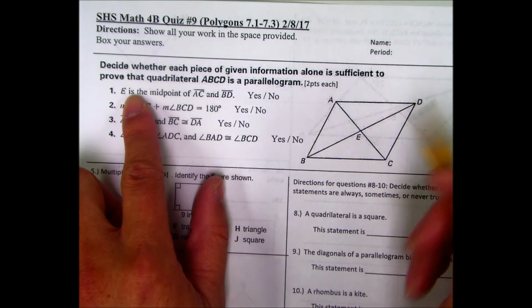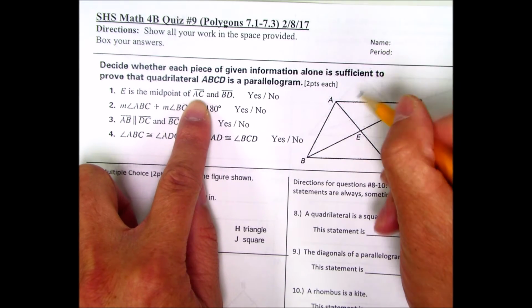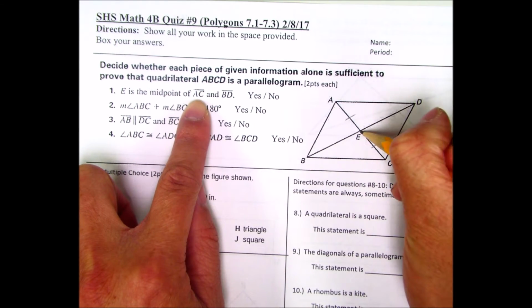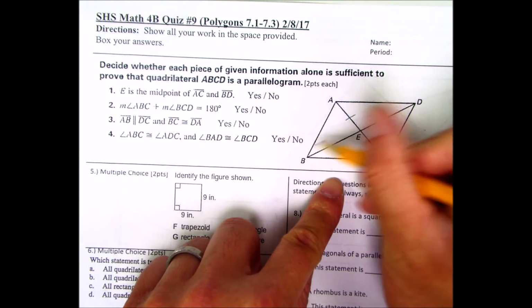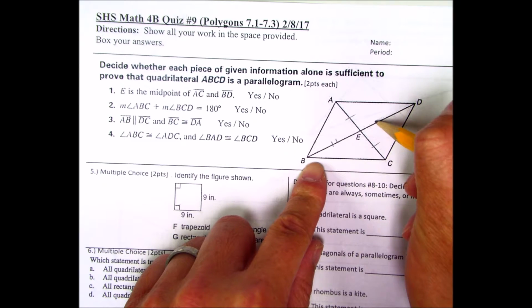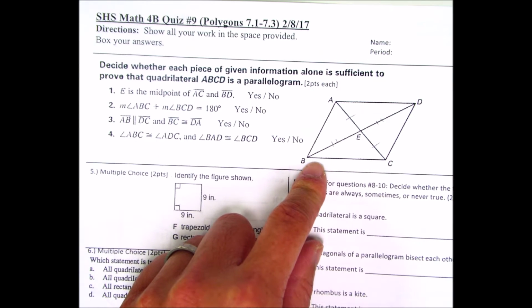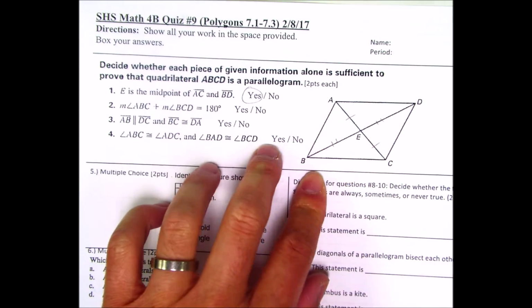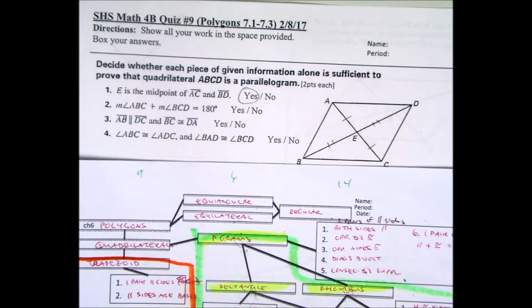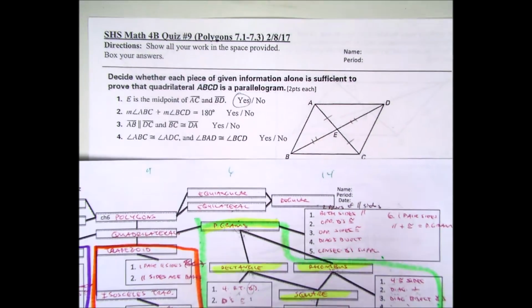So question number 1, E is the midpoint of AC. Midpoint, so that means these are congruent. It's also the midpoint of this diagonal. And if you look at your map, you're looking for something about diagonals bisect, so that would be true. That is yes. So I'm just using your map. Have that out nice and handy.